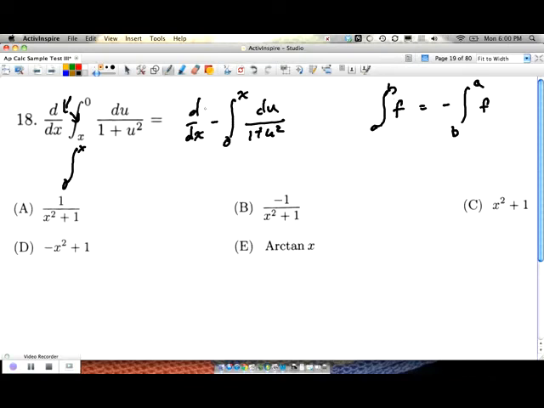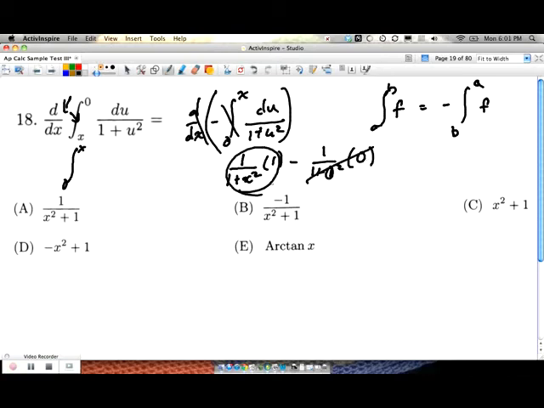Let's see how that affects us here. Remember, the derivative of the integral, those pieces are going to cancel each other out, and then we're really looking for plugging in the top times derivative of the top, plugging in the bottom times derivative of the bottom. So we're going to have 1 over 1 plus x squared times the derivative of x, which is just 1, minus 1 over 1 plus 0 squared times the derivative of 0, which is 0. So that second term goes to 0. We're just interested in the first term.